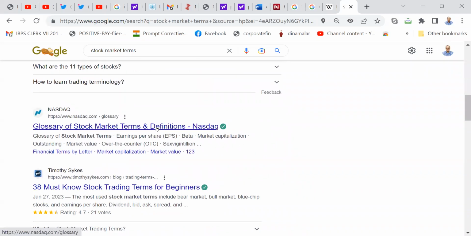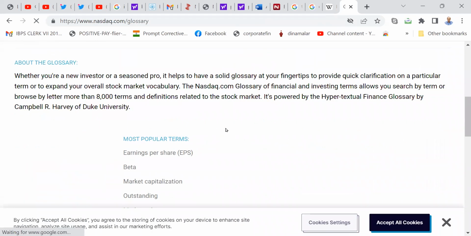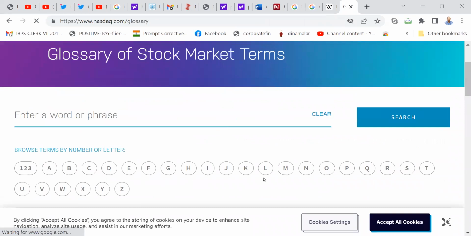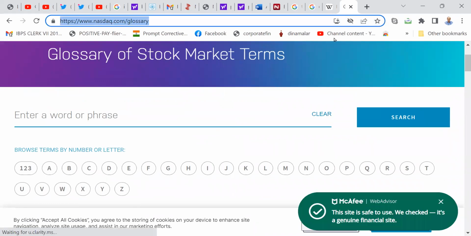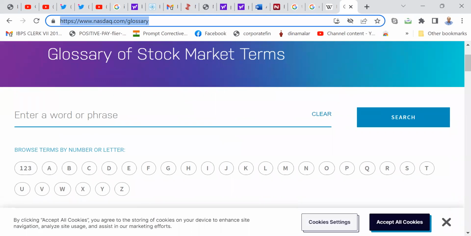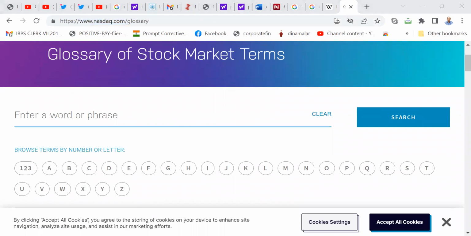Likewise, this is what I wanted you to know. Glossary. This glossary, I'm giving this glossary link. Of course, this is mostly related to America. Now you have to translate it to India. I am giving in our paid group.